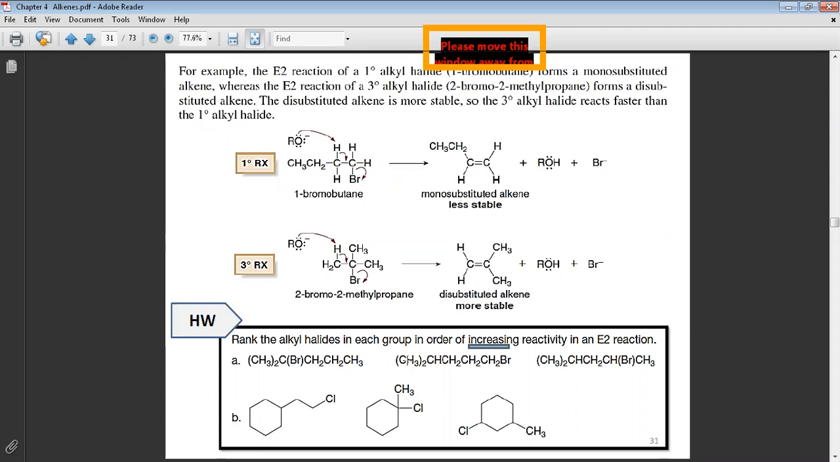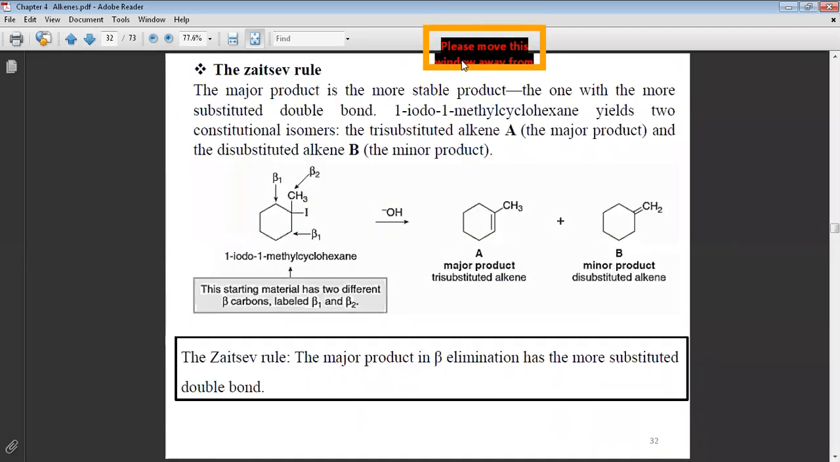Rank them according to increasing stability, or which will be the faster one, and then the slower one, and the slowest. This one is easy for you, also easy, not so hard.